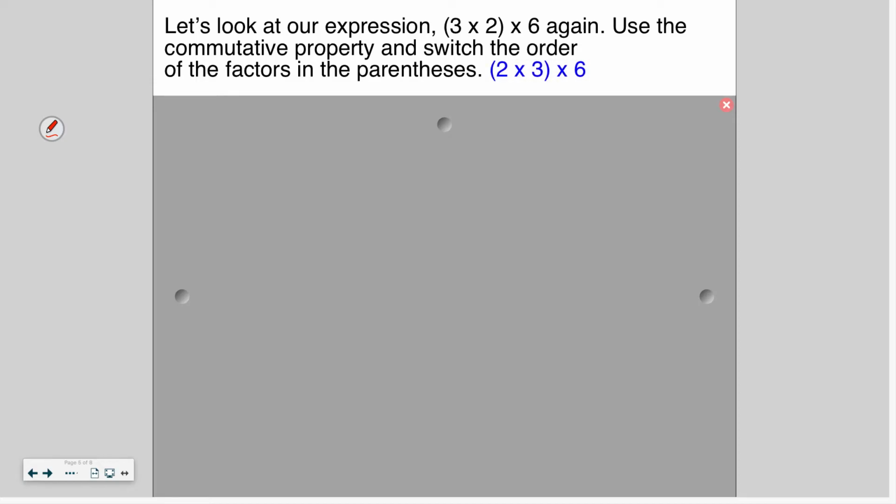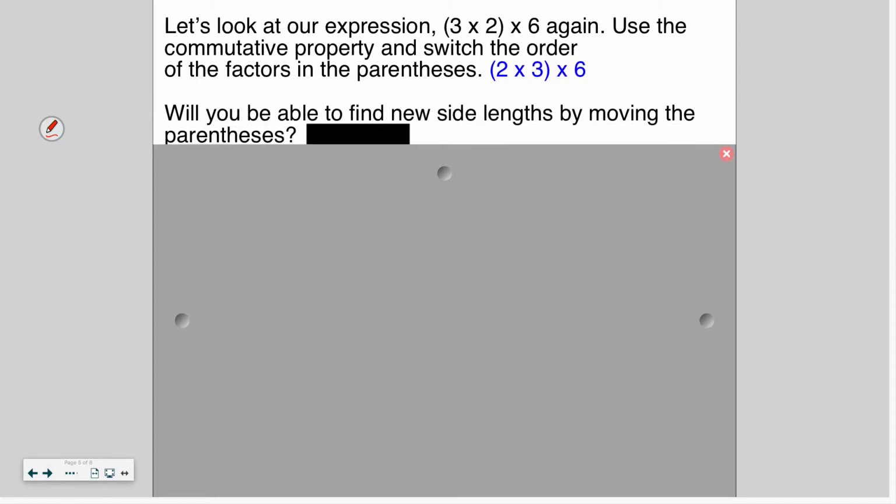Right, it would be 2 times 3 times 6. So my answer is still going to be 36. I'm just switching around the order. Will you be able to find new side lengths by moving the parentheses?